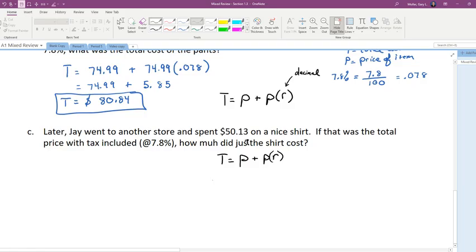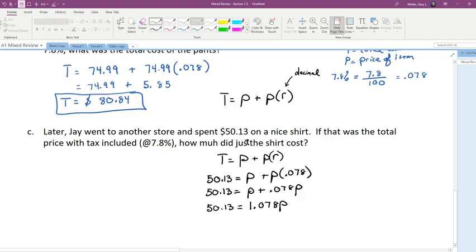And I know the 50. I don't know the price, but I do know the rate of 0.078. So written another way, I have P plus 0.078P. So if I add those together, I get $50.13 equals 1P plus that would be 1.078P. So now if I want to know the price of the item, some simple algebra will help us get the answer.